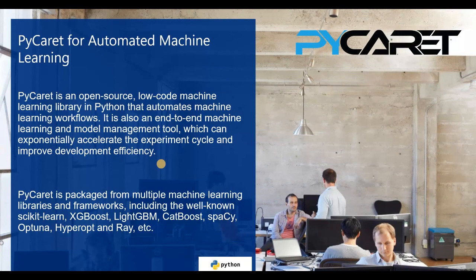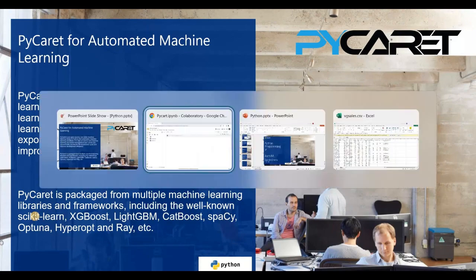Today we will see how it works, and these are the libraries that PyCaret works with: XGBoost, LightGBM, CatBoost, spaCy, and scikit-learn. Many more libraries are there that help to select the best model using AutoML. So let's see how PyCaret works.